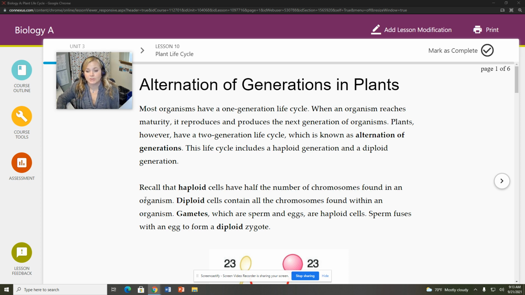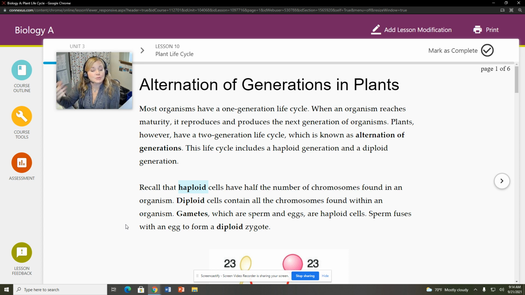So let's remind ourselves what those terms mean. Haploid means that you have half the number of chromosomes. For example, in animals, sperm and egg cells are haploid cells. Believe it or not, plants also have sperm and egg cells. But that's just one component of what part of their body is haploid. In animals, it's literally just the sperm and egg cells. In plants, they have a whole physical part of them that is also haploid. But diploid cells contain all the chromosomes found within the organism. So they have two sets of each chromosome.